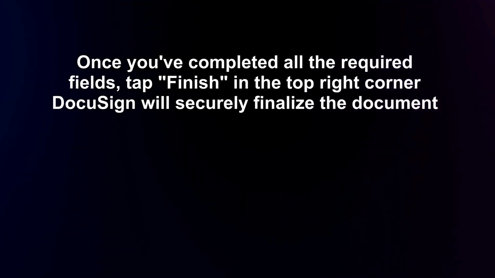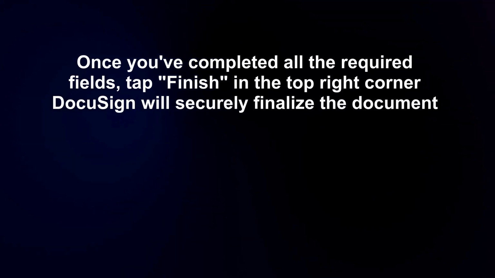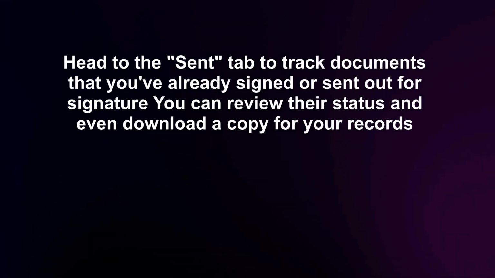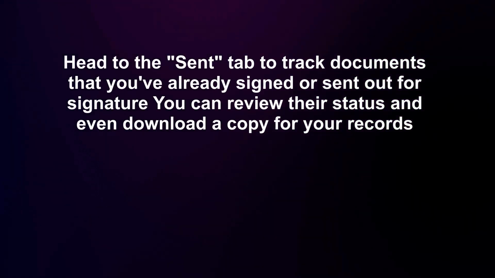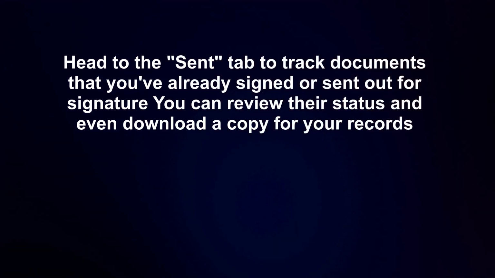Once you've completed all the required fields, tap Finish in the top right corner. Docusign will securely finalize the document. Head to the Send tab to track documents that you've already signed or sent out for signature. You can review their status and even download a copy for your records.